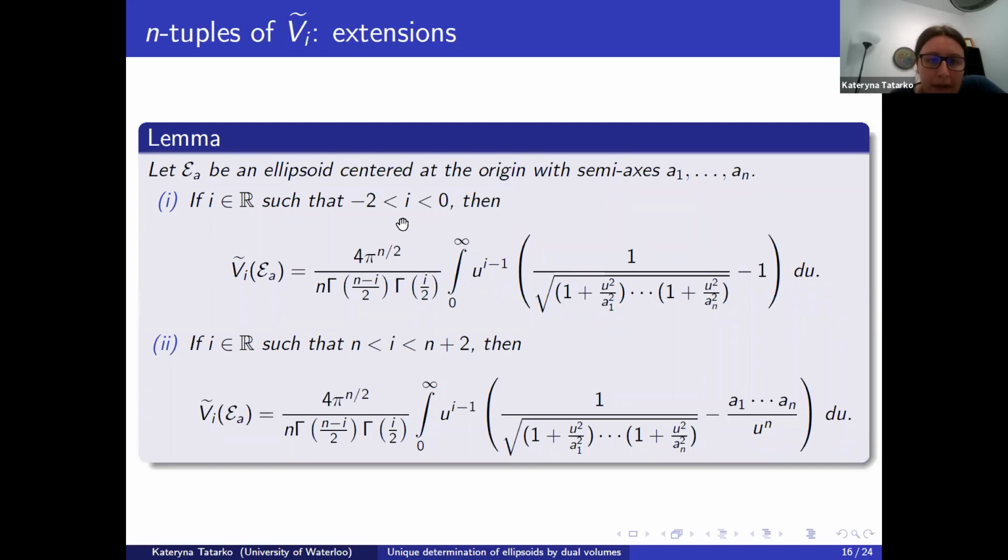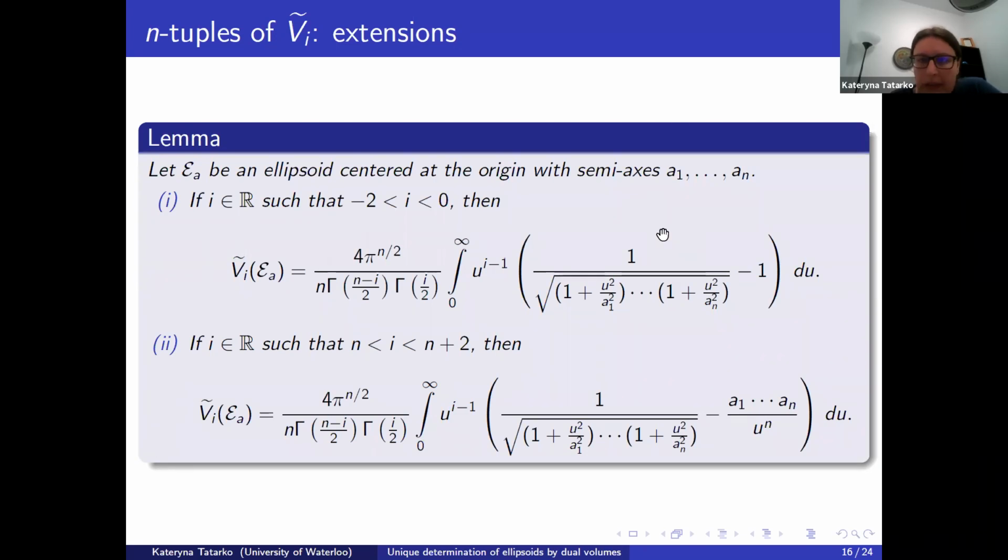So if we have index I that belongs now to the interval from -2 to 0, then the representation of the dual volumes in this case is similar, but now we need to adjust it a bit, and the adjustment is just subtracting 1 inside the bracket. And if index I lies between n and n+2, then the representation of the dual volumes can be written in the following form, and now we adjust by subtracting the following term, which involves the volume, basically the product of semi-axes. Okay, so this was the first difficulty.